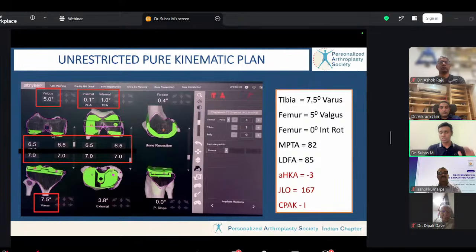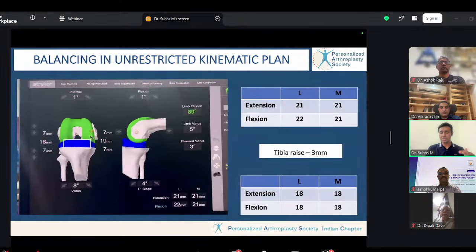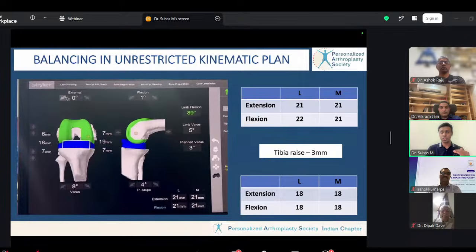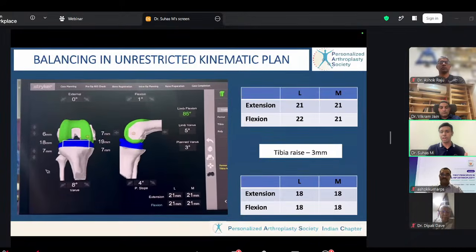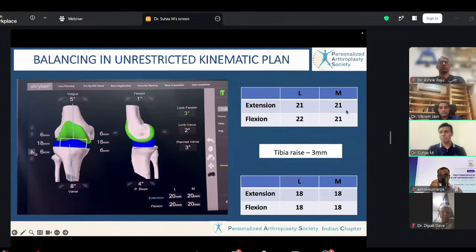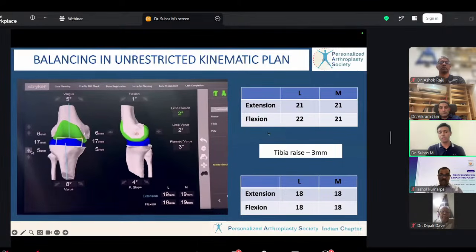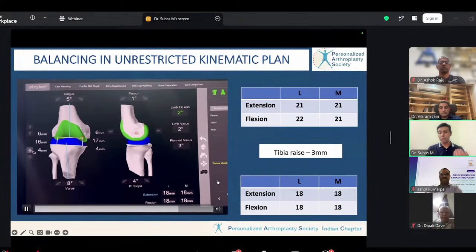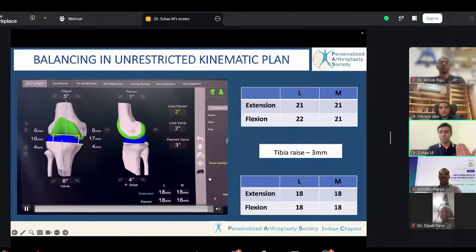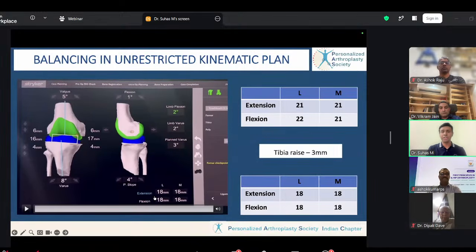So if I'm a purist, a KA guy, I would go ahead and do this without hesitation. Just for the sake of capturing the gaps, you can see that I've captured gaps in this extreme position of 7.5 varus, and you can see that I'm getting absolutely perfect gaps. So all that I had to do in this particular patient, if I'm doing a KA plan, is just raise the tibia, get my gaps down to 18, and I'm done.